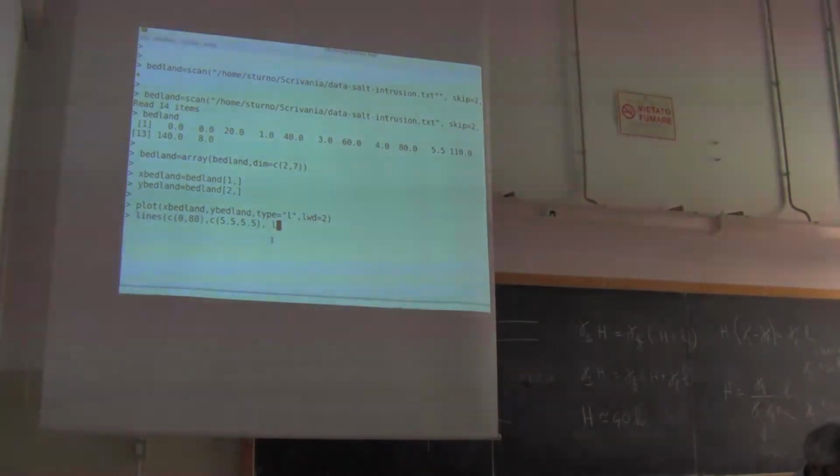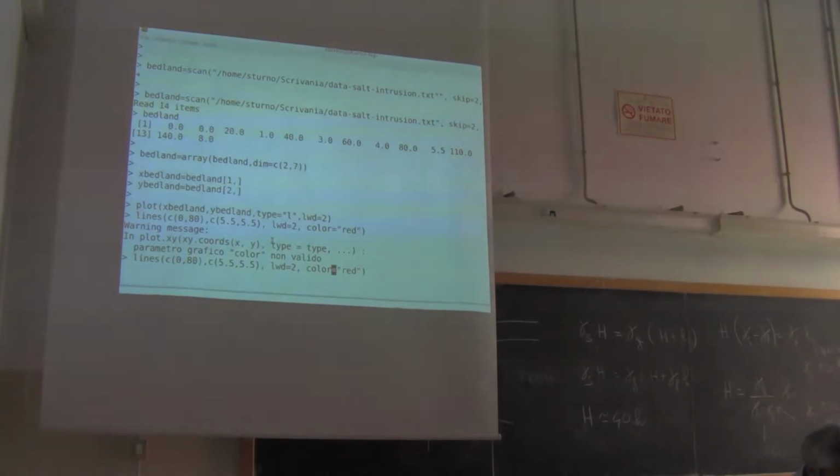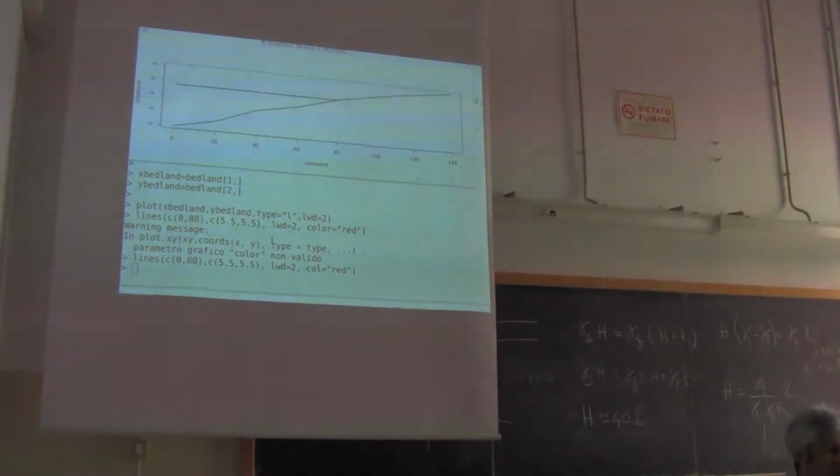Let's use a line width equal to, and let's put color equal, let's use red. There is something wrong here. Let me try with color. Okay, now it should work. Okay, here it is, the sea level.